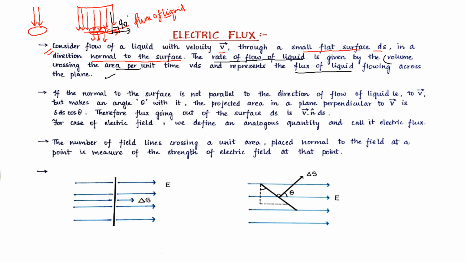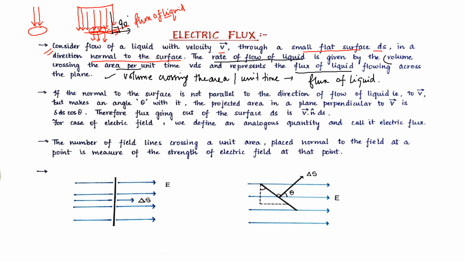So rate of flow of liquid. How to define rate of flow of liquid? Volume crossing the area per unit time, that gives us the flux of our liquid.